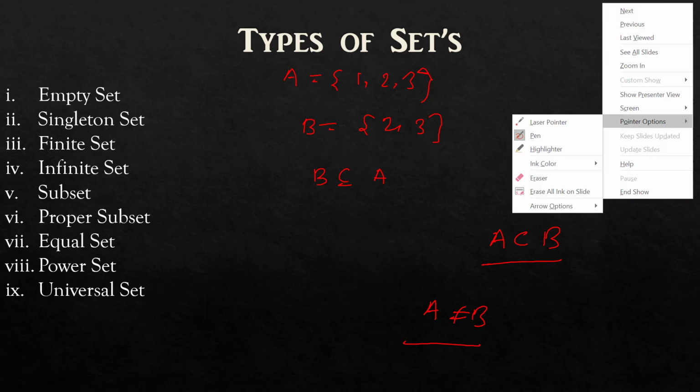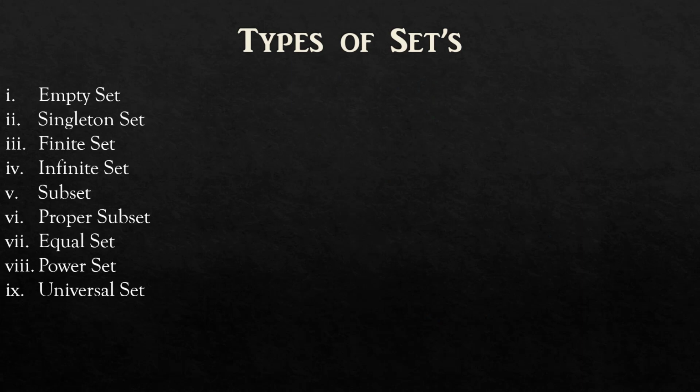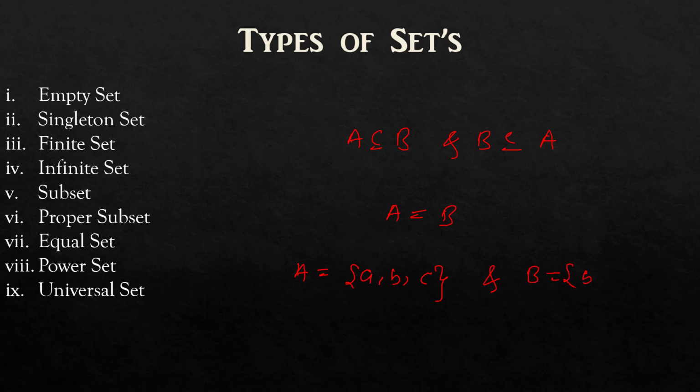Next definition, equal sets. Two sets are said to be equal if they contain the same elements. That is, if A is a subset of B and B is a subset of A, it means A equals B. For example, A = {A, B, C} and B = {B, C, A}. In this case, A equals B because A is a subset of B and B is a subset of A.